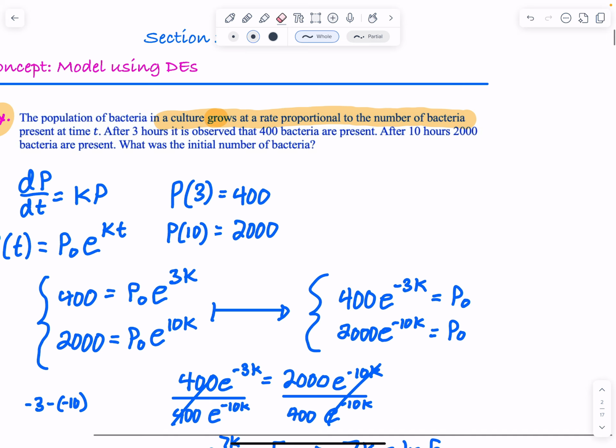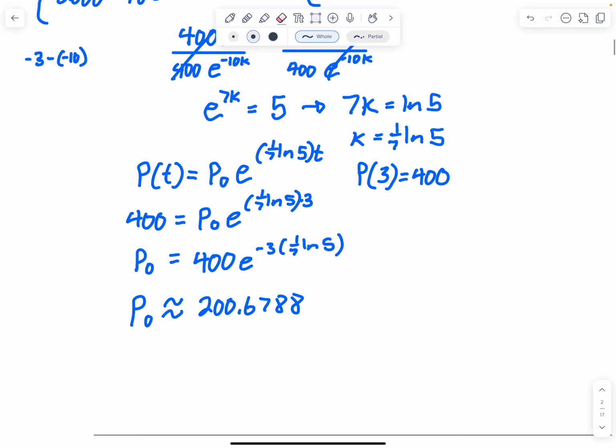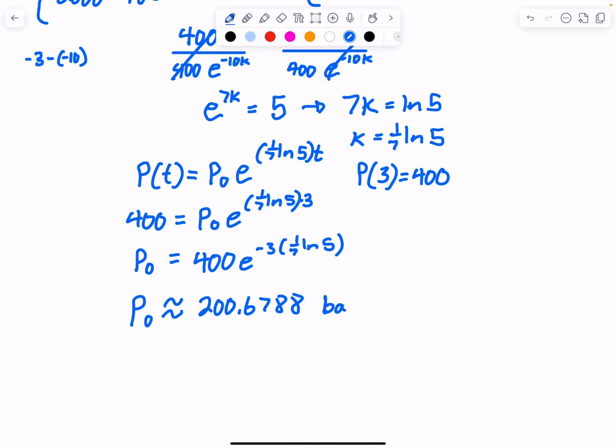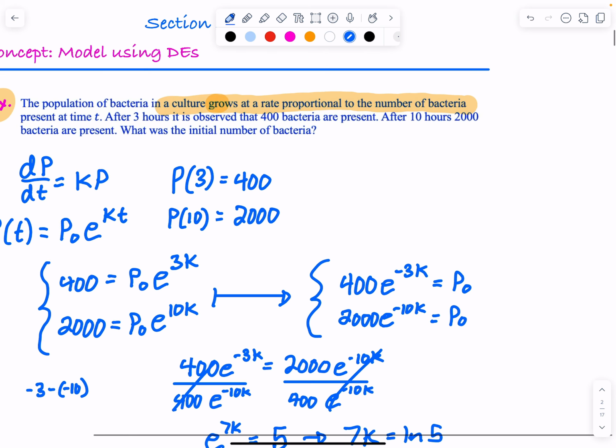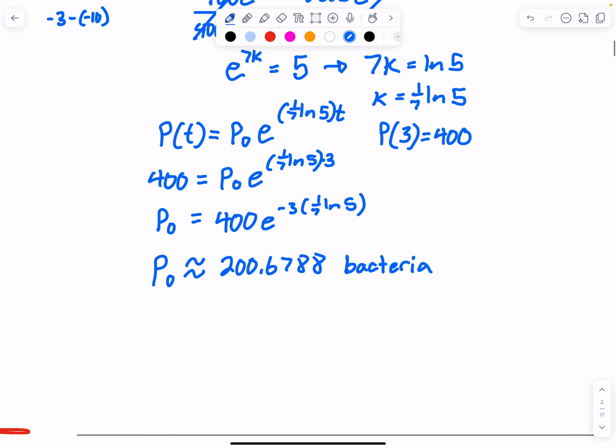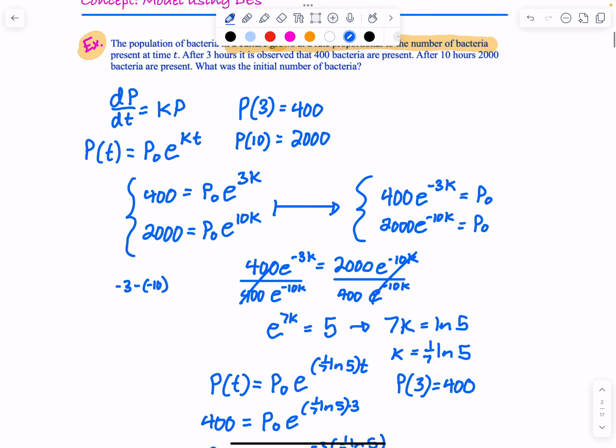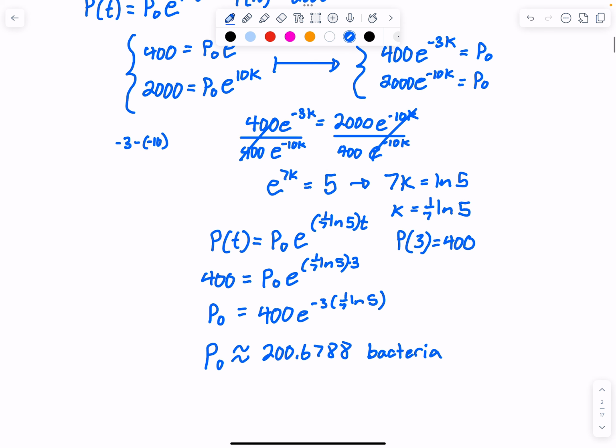I don't know what they grow it in. It just says bacteria. So there's that much bacteria. I spelled it right. Yep, texting's ruined my spelling. So let's make sure we answered the question that was asked. It said, what was the initial bacteria? It would be that much.